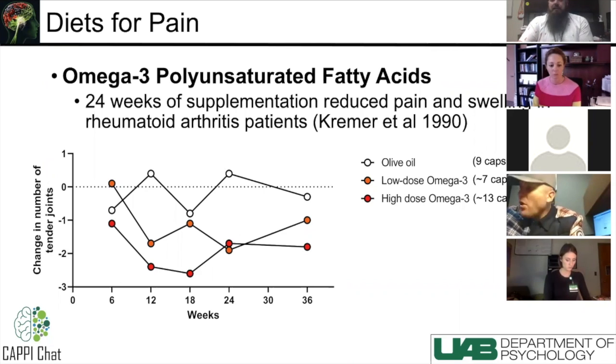Now, what's interesting here is that the study lasted for 24 weeks, but they assessed them 12 weeks later, and the individuals with the high dose still were low 12 weeks after the study ended.